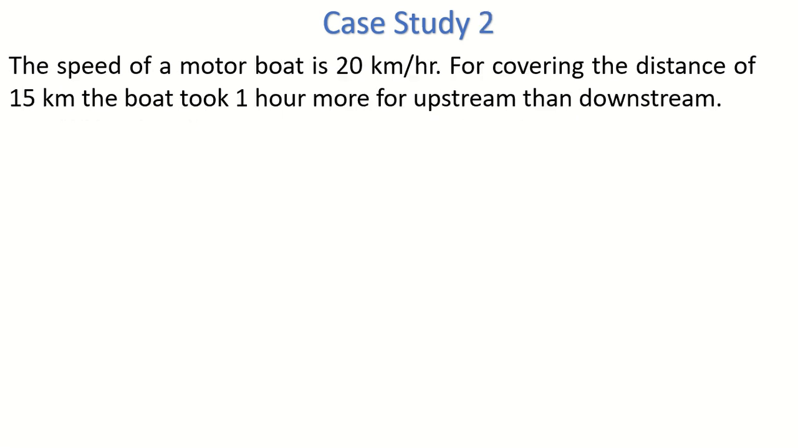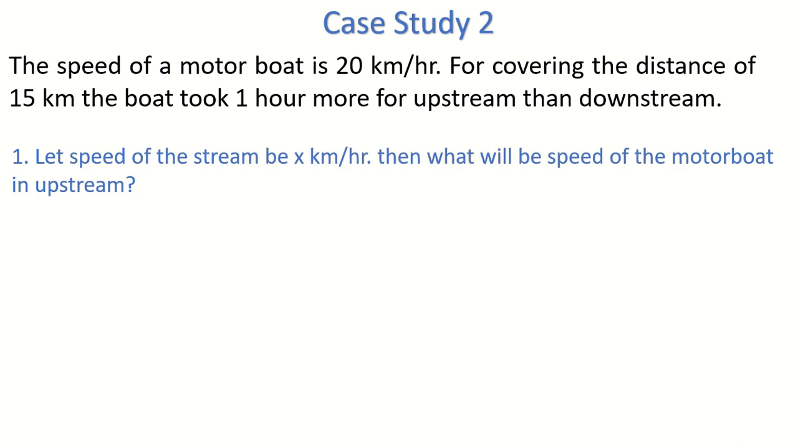Now let's talk about another case study. Now this is a very familiar question of upstream and downstream. The speed of a motorboat is 20 kilometers per hour. For covering the distance of 15 kilometers, the boat took 1 hour more for upstream than downstream. What are they asking? They are asking here, let the speed of the stream be x kilometers per hour. Then what will be the speed of the motorboat in upstream?